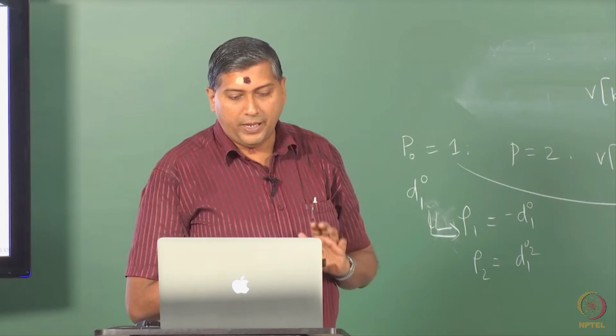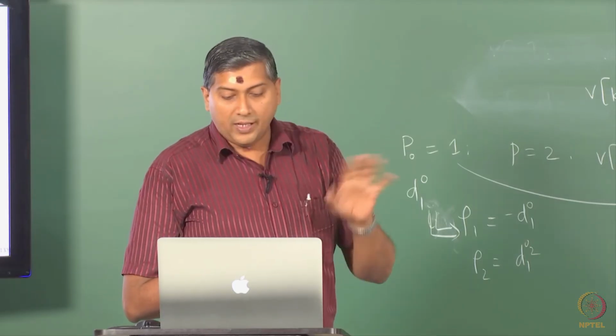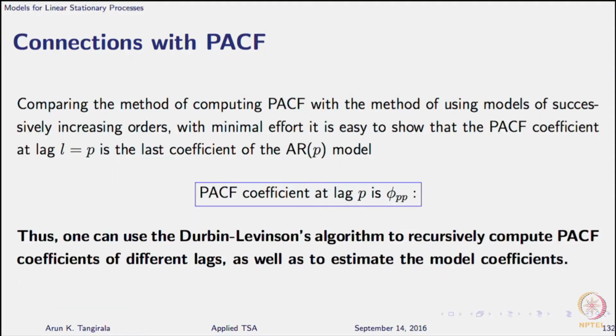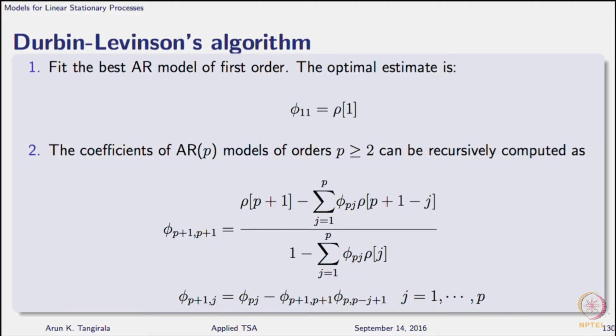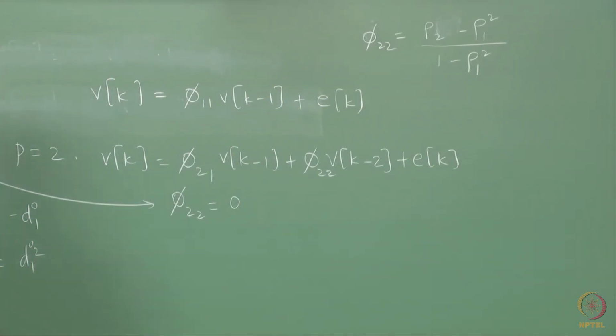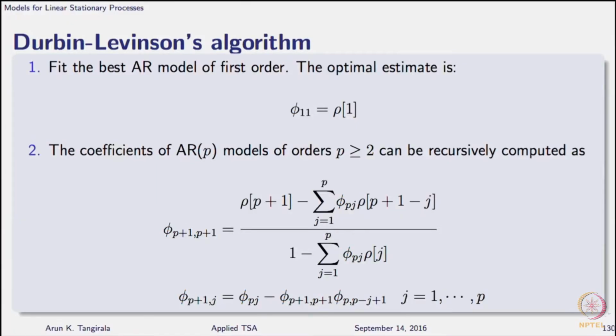So, keep aside PACF for a moment, let us look at how you would estimate phi 2 2 given phi 1 1. So, go back to Durbin-Levinson's algorithm. If I am given phi 1 1, I already know from the previous discussion that phi 2 2 is essentially this, right. We have already solved for it, we did not use a recursive relation at that time, we solved the Yule-Walker equations all over. Now, let us see if the Durbin-Levinson's is actually giving me that.